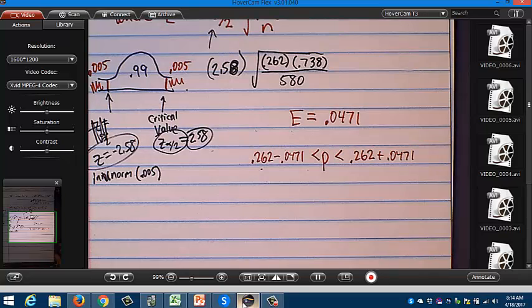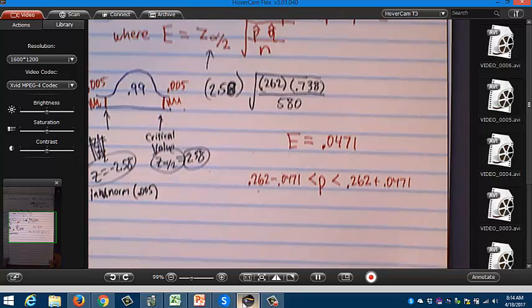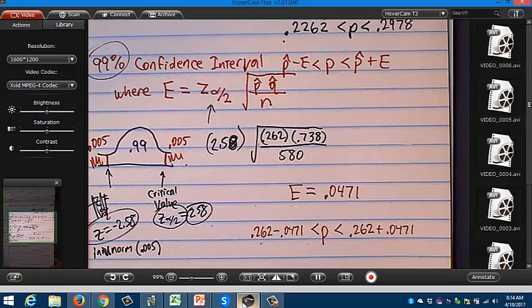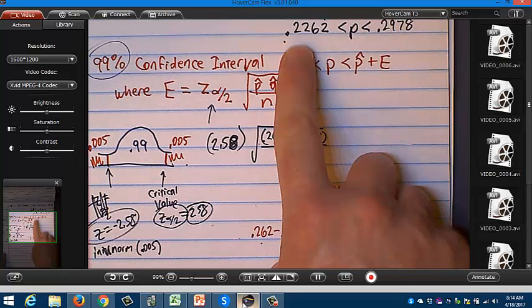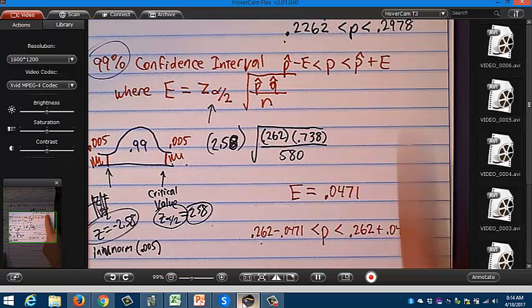By the way, what did we get last time? Last time we got 0.2262 to 0.2978. That was for 95% confidence. If you want 99% confidence, I guess my question is, what does that do to the confidence interval? Does it make it larger?